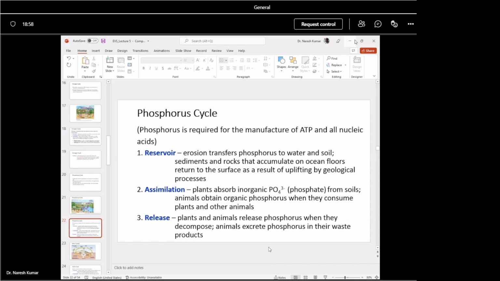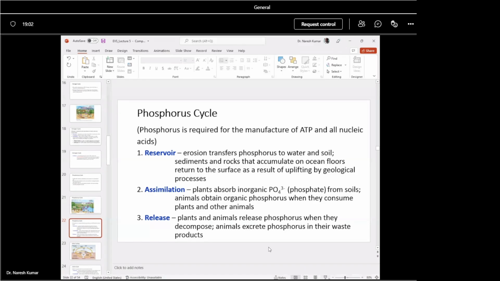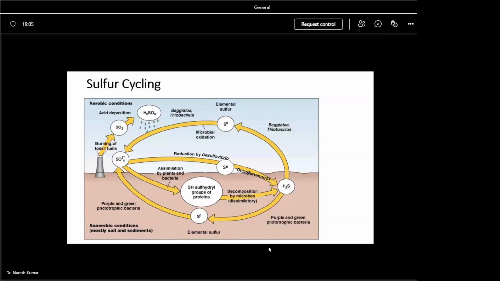Okay, let's get back to the lecture. Next important element, an interesting one, is sulfur. Sulfur is much more interesting and much more sophisticated in terms of cycling.